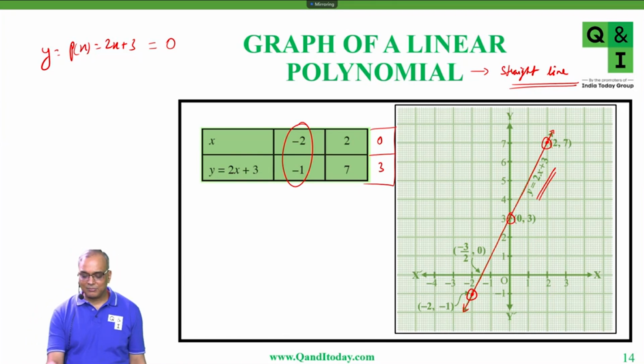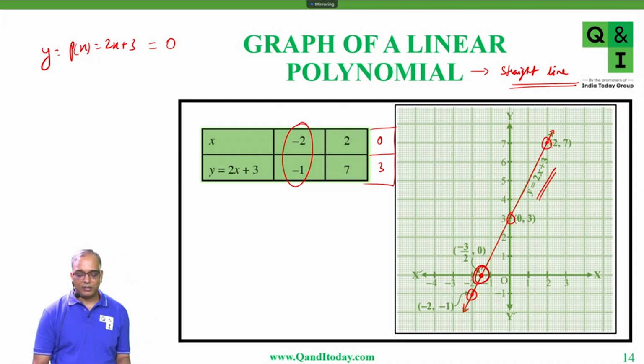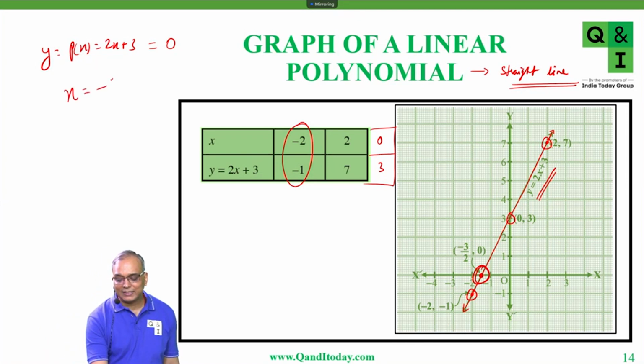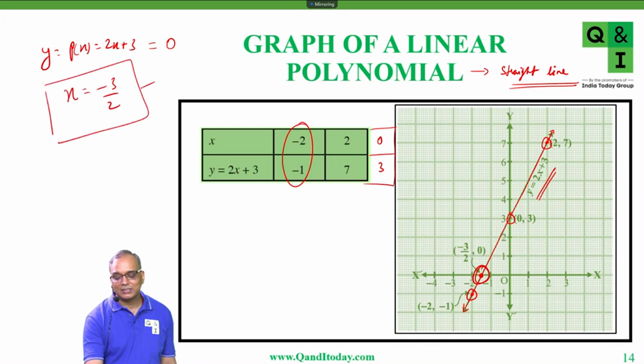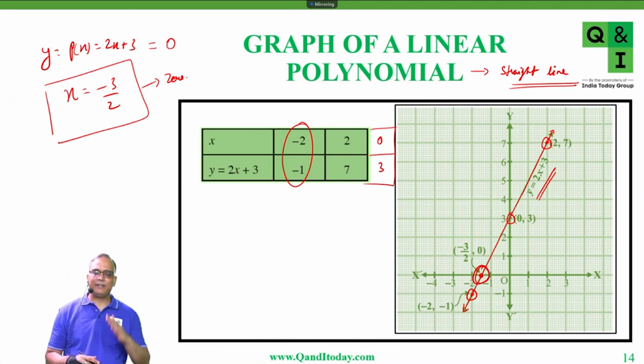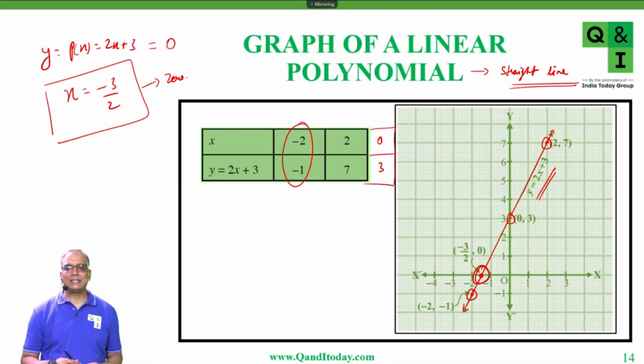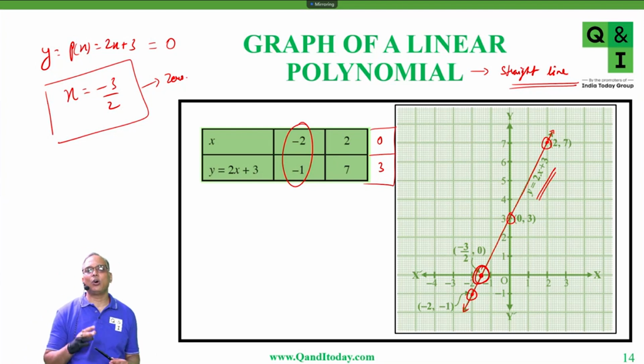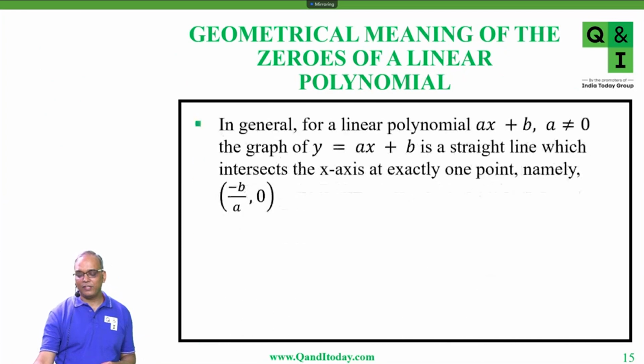So when will this become 0? Means y is 0 at this point, right? So this point minus 3 by 2 comma 0 is the zero of the polynomial. So the value of x is minus 3 by 2. Is it clear? So any graph, when it cuts the x-axis or touches the x-axis, the point at which it cuts or touches the x-axis is the zero of the polynomial. So that is what the geometrical meaning of zero of a linear polynomial is.